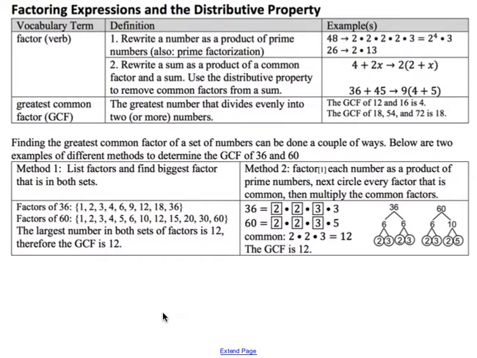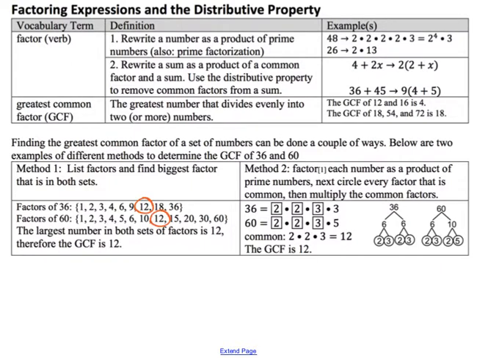Finding the greatest common factor of a set of numbers can be done in a couple of ways. Below are 2 examples of different methods to determine the GCF of 36 and 60. Method 1. List the factors and find the biggest factor in both sets. The factors of 36 are 1, 2, 3, 4, 6, 9, 12, 18, and 36. The factors of 60 are 1, 2, 3, 4, 5, 6, 10, 12, 15, 20, 30, and 60. The largest number in both sets is the number 12. Therefore, the GCF is 12.